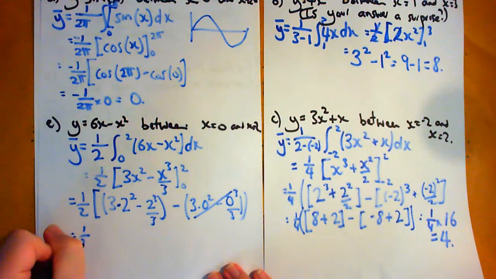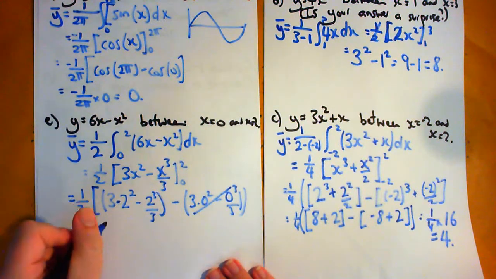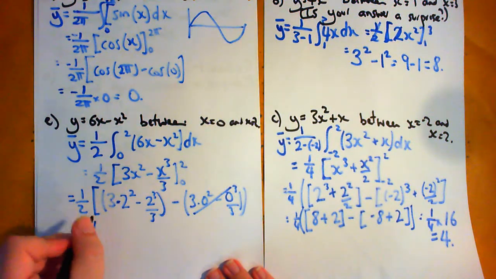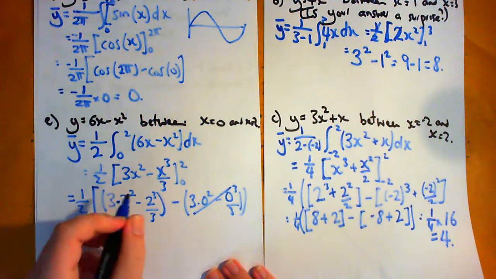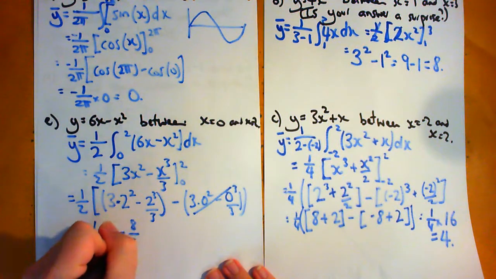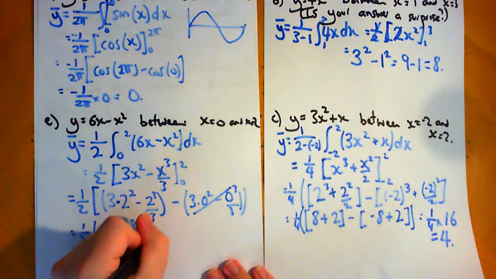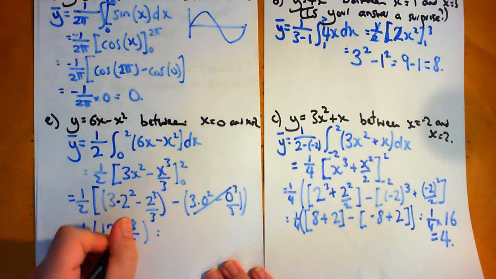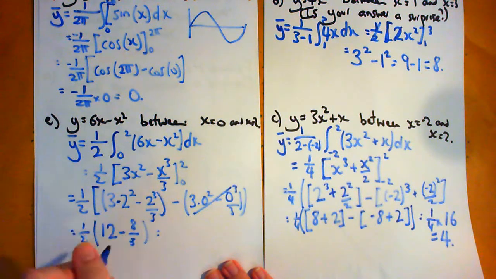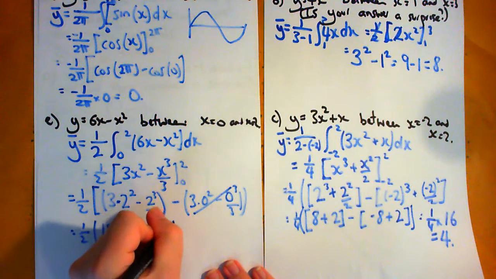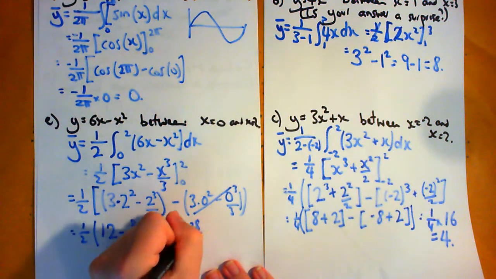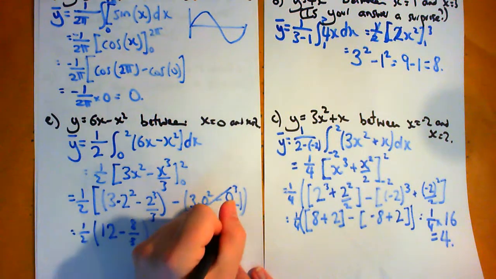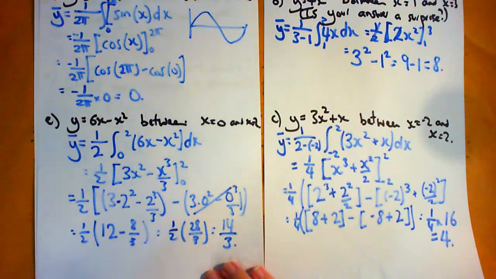And we need to just work out this bracket. So we get 1/2 of, what have we got here? 2 squared is 4 times 3 is 12, minus 2 cubed is 8 over 3. So we end up with 12 is 36 over 3, minus 8 over 3 is 36 minus 8 is 28 over 3, which gives us 1/2 of 28 is 14, so we get 14 over 3.